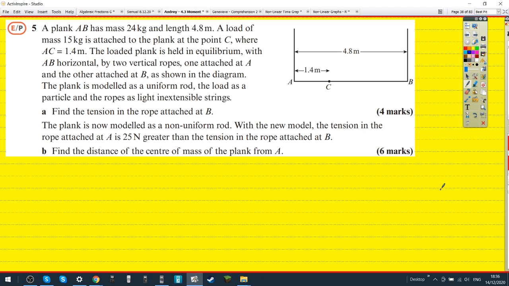How do we do this? So labeling the points, I think, for a start. When it has mass 24 kg, you need to put 24G in the middle. Yeah, that's if it's uniform. Is it uniform?